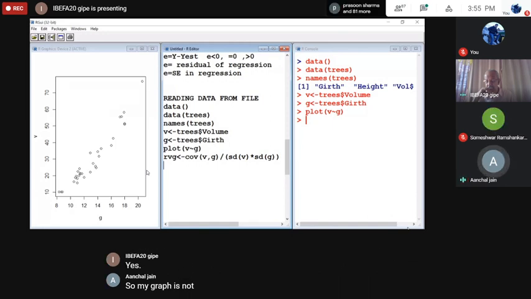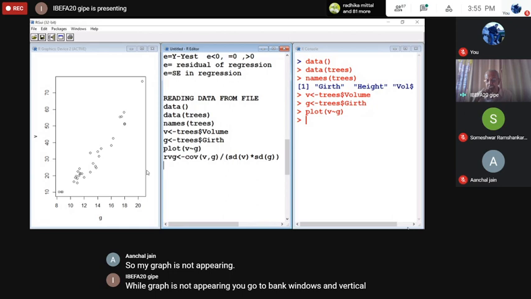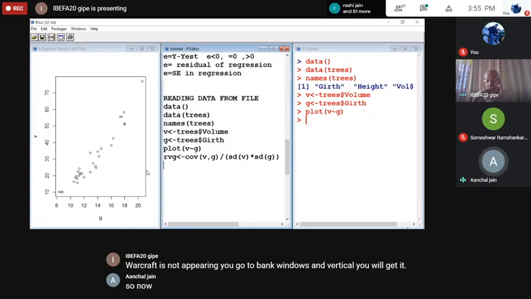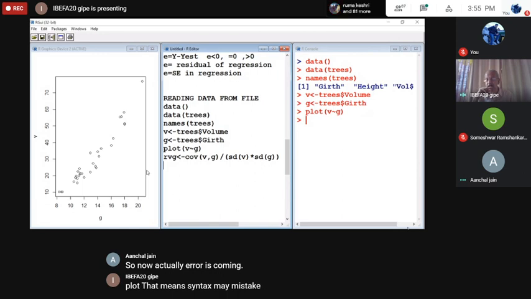My graph is not appearing. What graph is not appearing? You go to Windows and vertical, you will get it. Sir, actually an error is coming. That means there is a mistake in the syntax. Plot V curly G. Check it, all will be small caps.